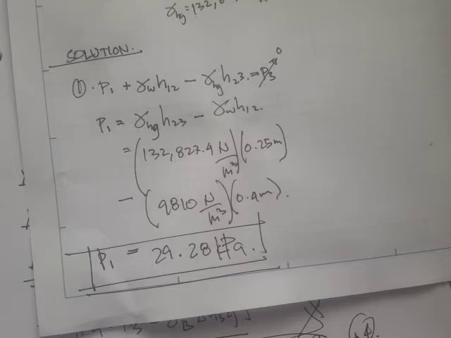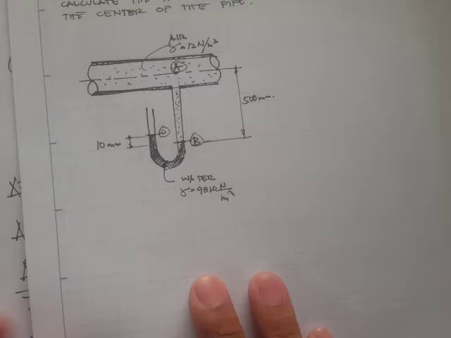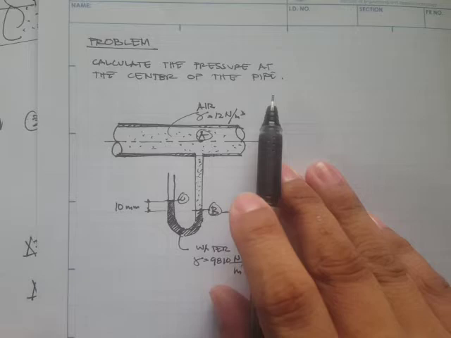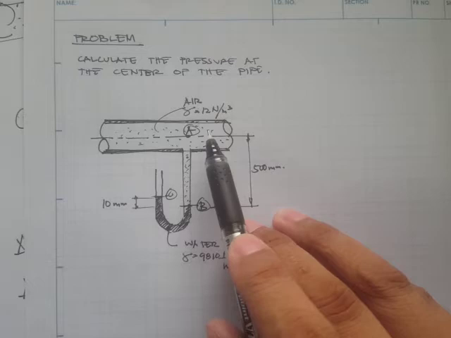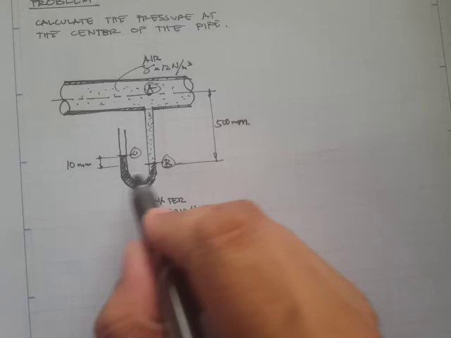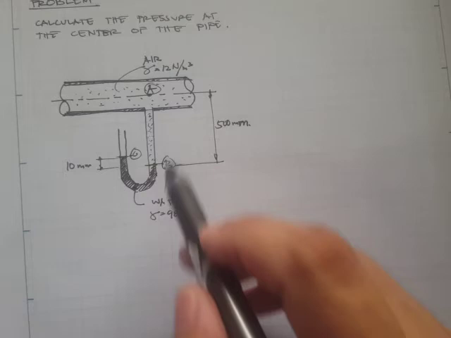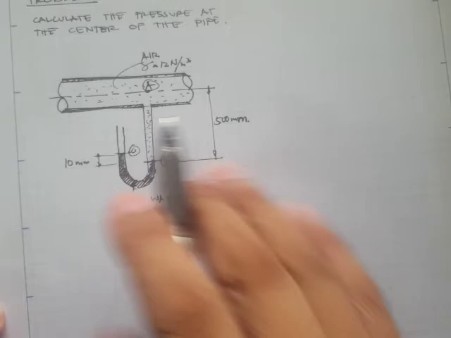All right. Now let's do another problem. Okay, so another problem says to calculate the pressure at the center of the pipe, and the fluid that's flowing inside of the pipe is air, and from point A to point B it's 500 millimeter, and from point B to point C the difference in height is just 10 mm. Okay, so this one is air, and this fluid in the manometer is water. Okay, so we are asked to calculate the pressure at A.